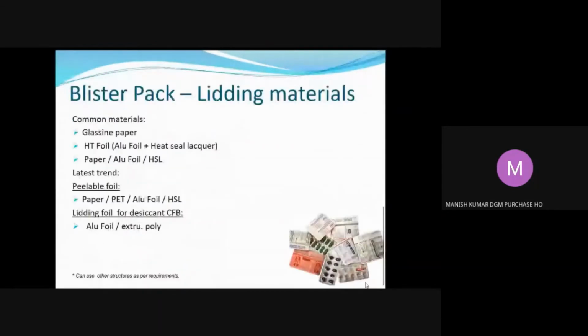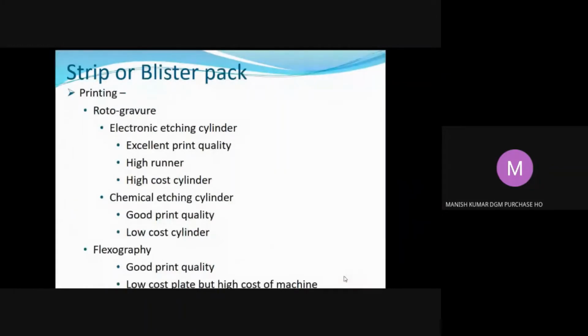So these blister foils can be printed in multicolors also. And the normal printing we do is gravure printing. And normally in India, we use chemical etching cylinder for pharmaceutical products because we need only product information. If you have vignette and different CMYK colors, then people use the electronic etching cylinder. Otherwise, normally people use chemical etching cylinder. And if your product has a higher run, or if it's a big brand and it is continuously producing, then people go with flexography also.